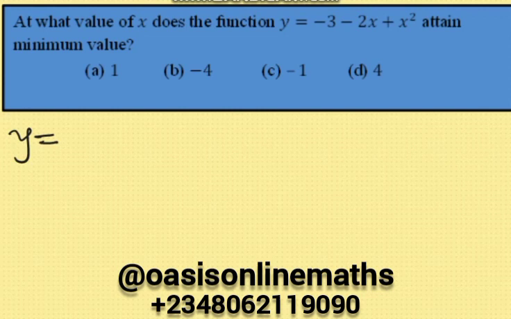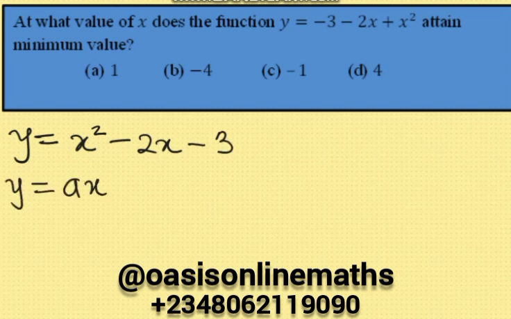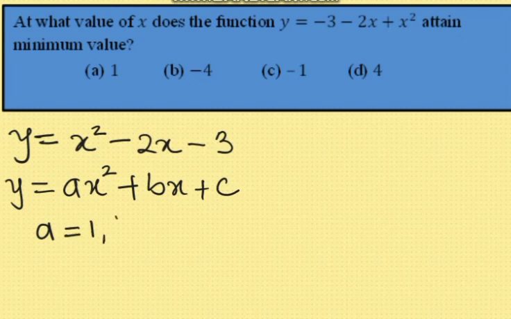If you take a look at this function very well, you will know that it is of quadratic form. It is a quadratic equation. So we can write it in its standard form, that is, our x² comes first, followed by -2x - 3. Relating it with the standard form of a quadratic equation, ax² + bx + c, we see that a is equal to 1, b is equal to -2, and c is equal to -3.